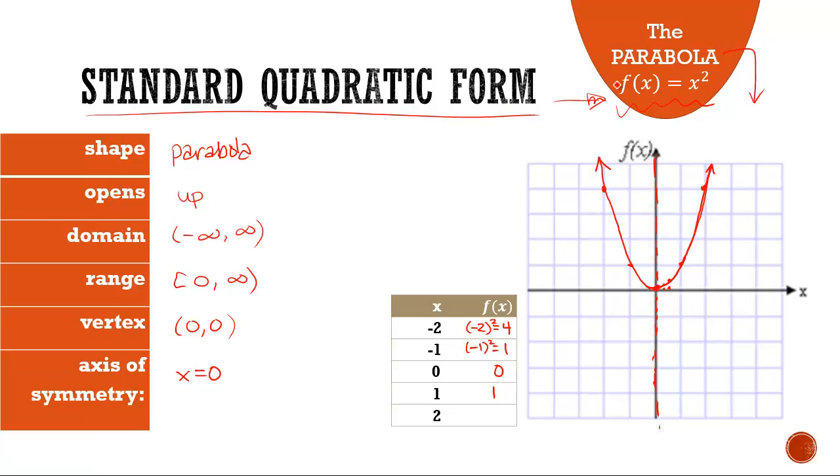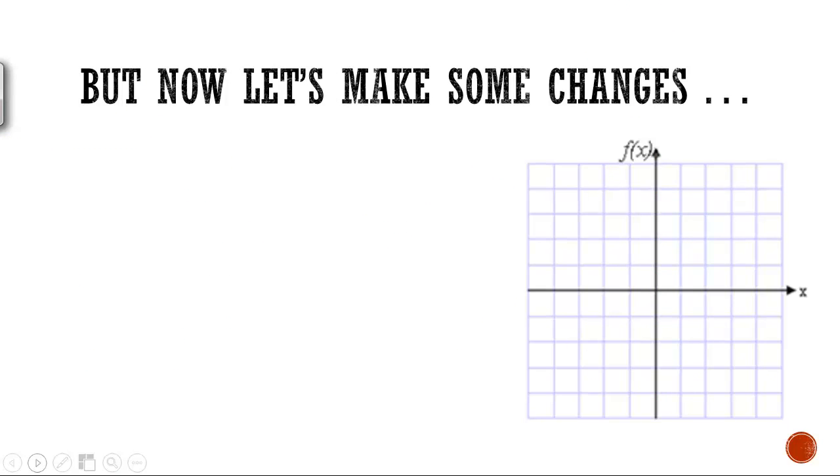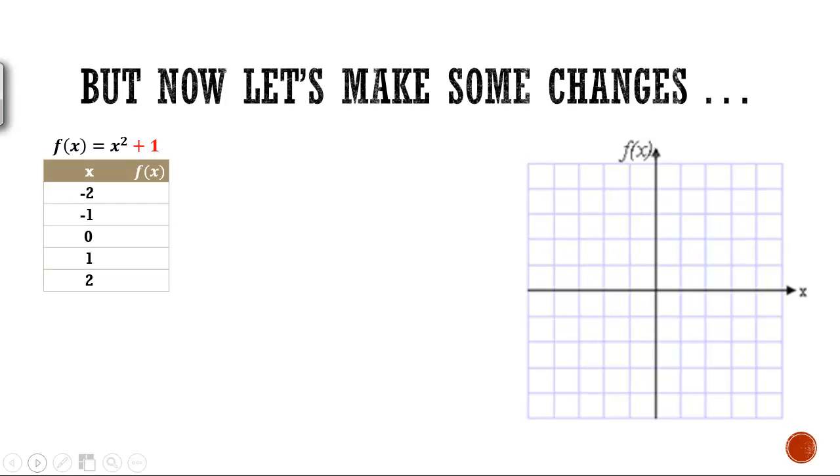So next up, we're going to look at how we can take this parabola format of f of x equals x squared and look at how we can alter it. So let's make some changes to our general format of f of x equals x squared. That is the underlying format. So what happens if we add 1? I'm just going to graph in red the parabola that we had previously.